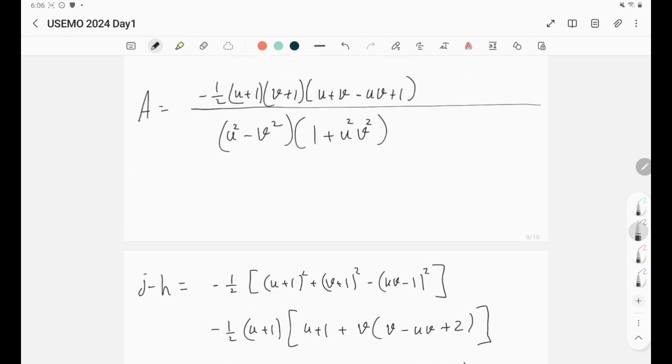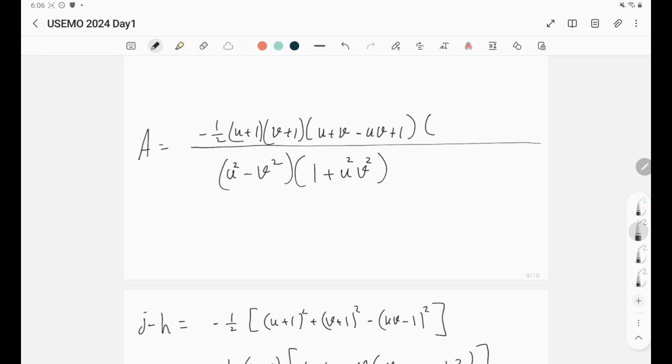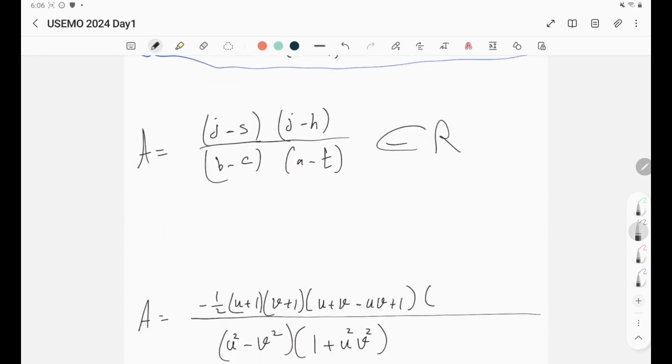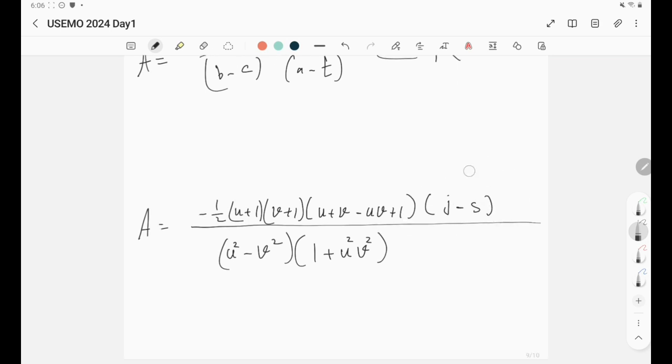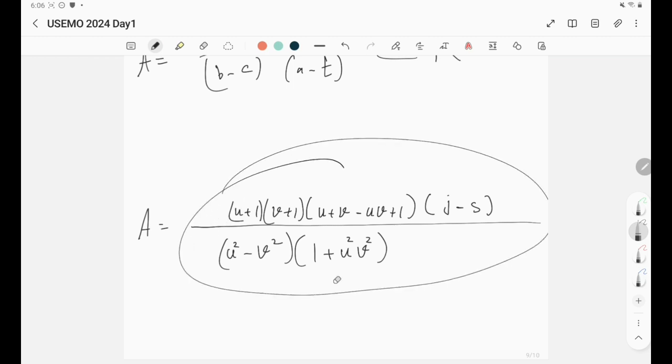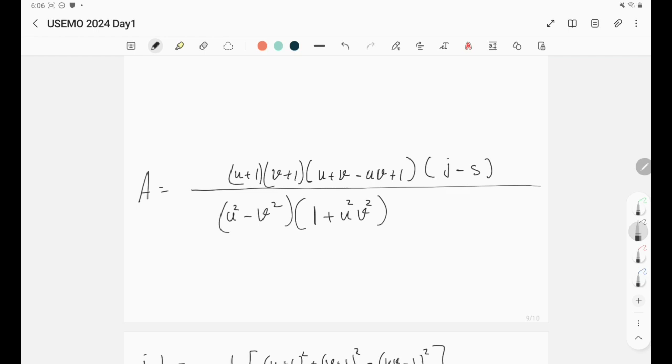Very nice. And now of course the only remaining thing is most probably the ugliest thing, which is j minus s, because j minus s has s, and s indeed is ugly. So yeah, now we just need to handle this thing. Our goal is to show a is real, right? In fact, if we need to show that a is real, then you can ignore the negative half, right? We just need to show that this thing here is real.